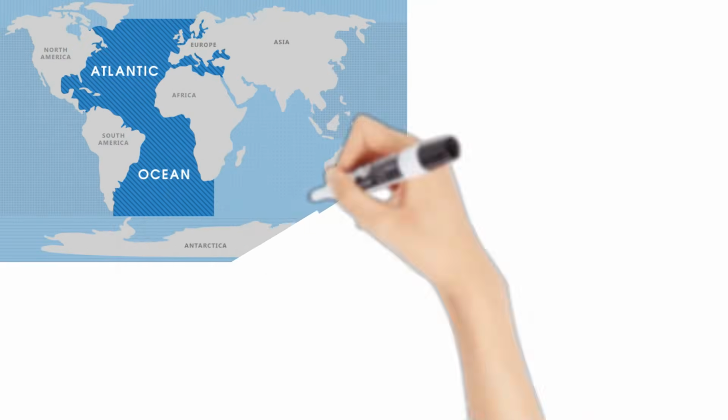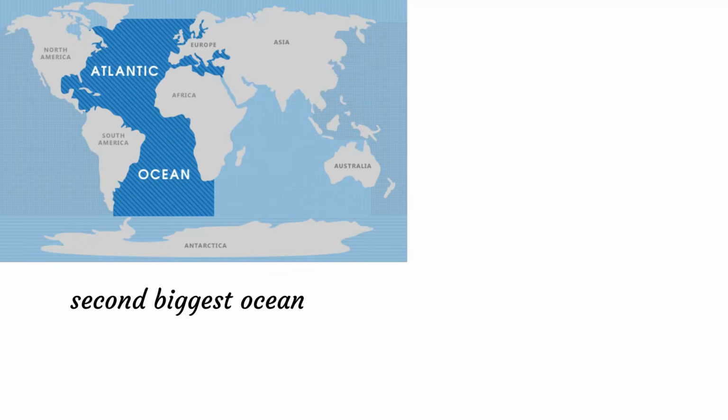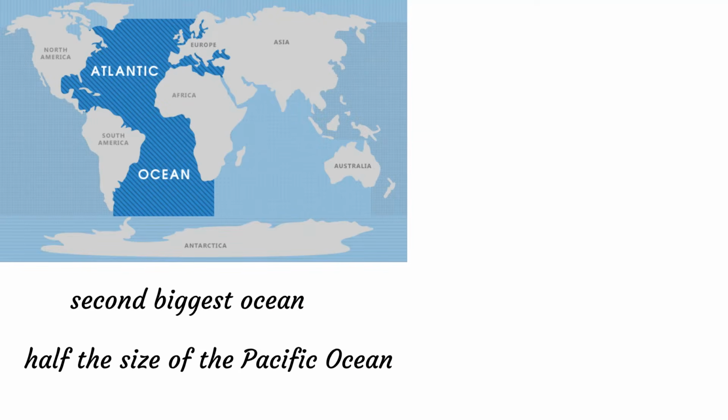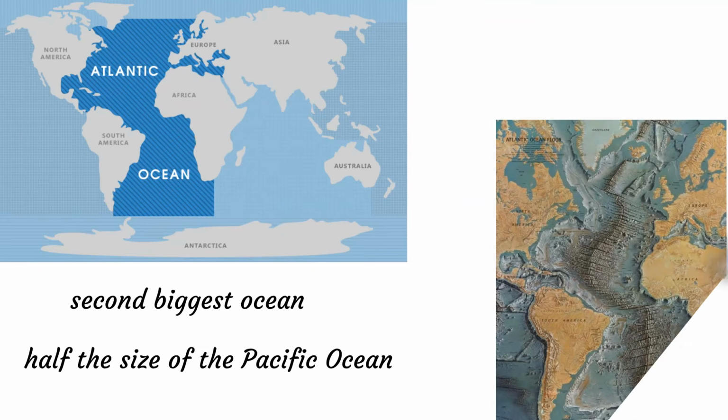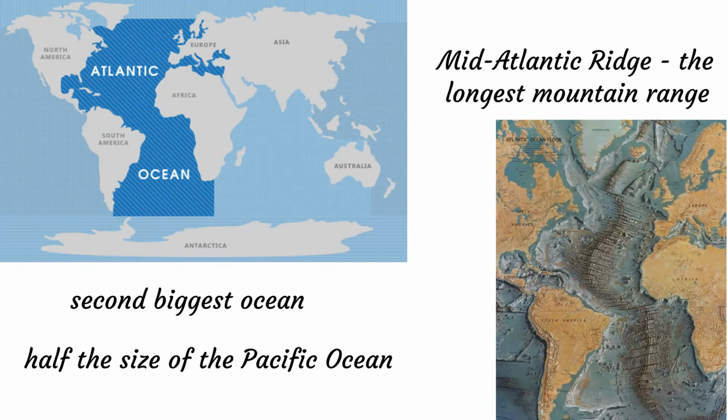The Atlantic, second biggest ocean, reaches from North and South America to Europe and Africa, but is only half the size of the Pacific Ocean. The Atlantic drives our weather patterns, including hurricanes, and is home to many species from sea turtles to dolphins. The Mid-Atlantic Ridge, the longest mountain range in the world, is underwater in the Atlantic Ocean.